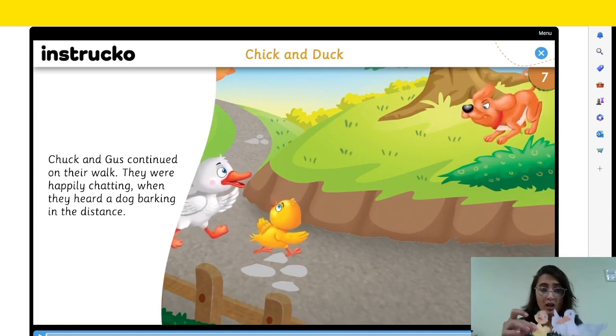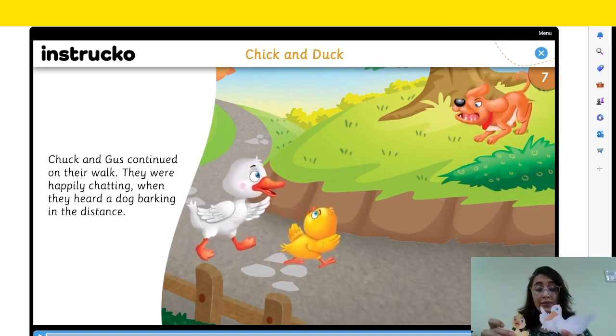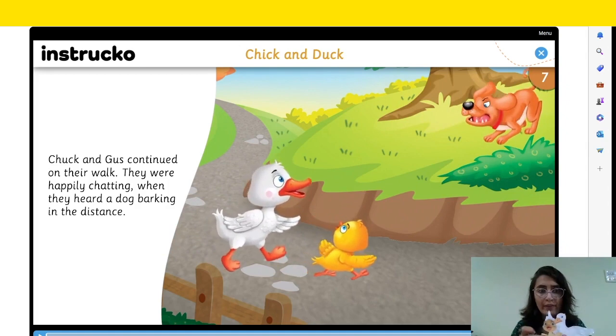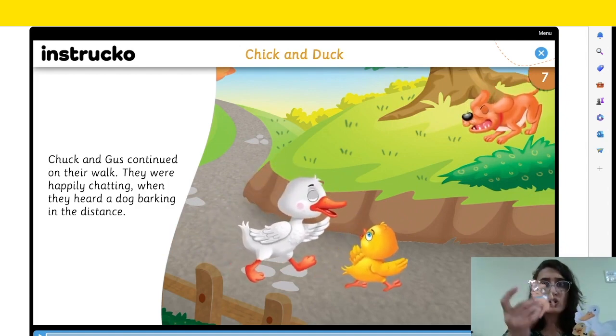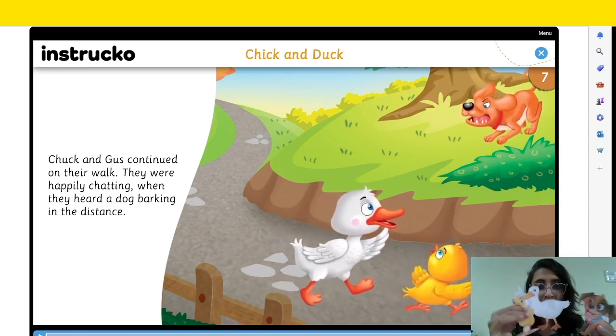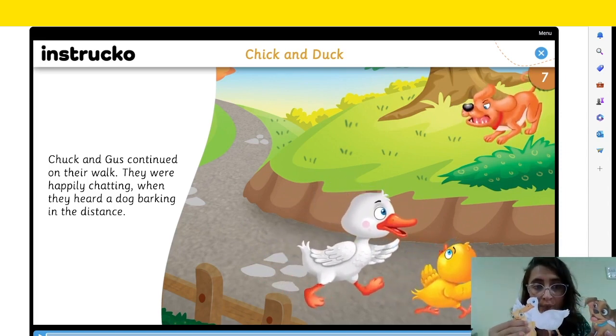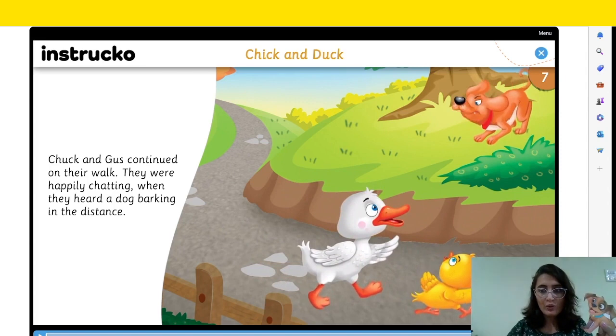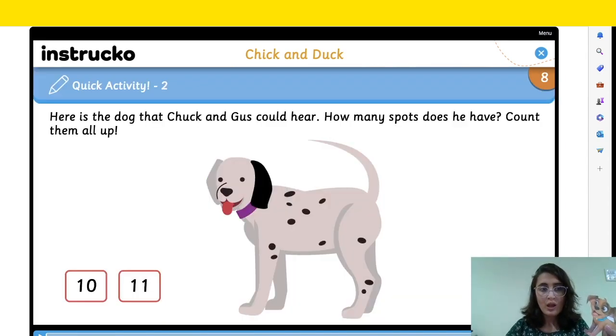So Gus and Chuck continued on their walk. They were happily chatting when they heard a barking dog. Oh my God, there's a big dog in front of Chuck and Gus. What are they going to do now? Here's the dog that Chuck and Gus could hear.